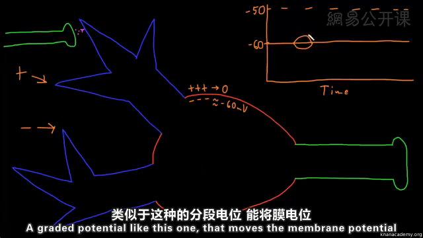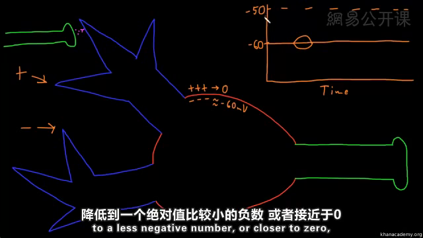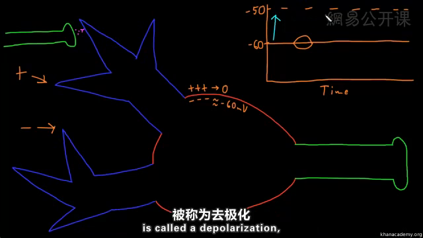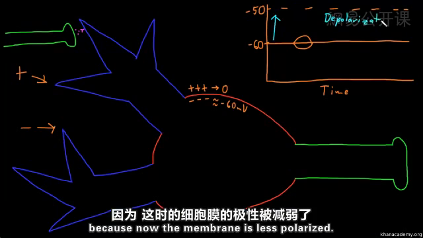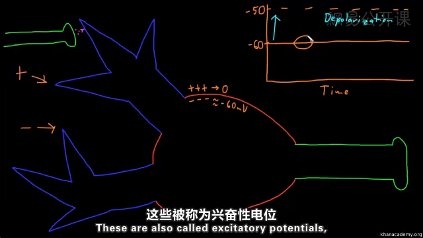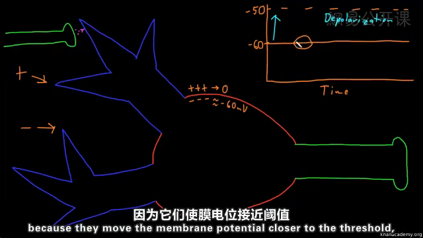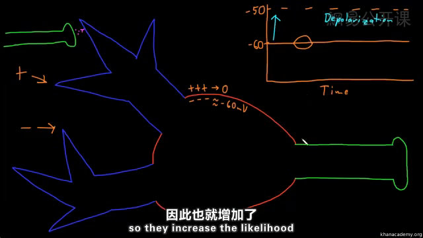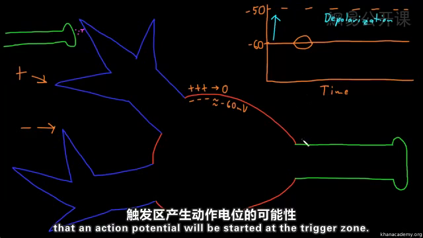A graded potential like this one that moves the membrane potential to a less negative number or closer to 0 is called a depolarization. Because now the membrane is less polarized. It has less charge separation. These are also called excitatory potentials because they move the membrane potential closer to the threshold, so they increase the likelihood that an action potential will be started at the trigger zone.